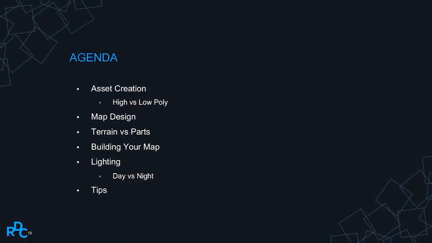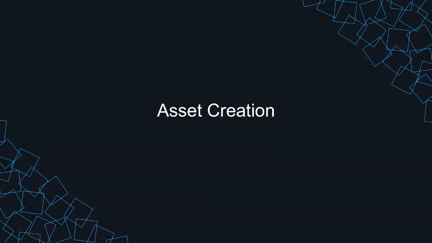So today I'm going to be talking about my process of environment design. My flow isn't for everybody. I start with asset creation and go into the map design, choosing whether to use terrain or parts, and then I end it with lighting. So let's get started. First, we're starting with the asset creation.